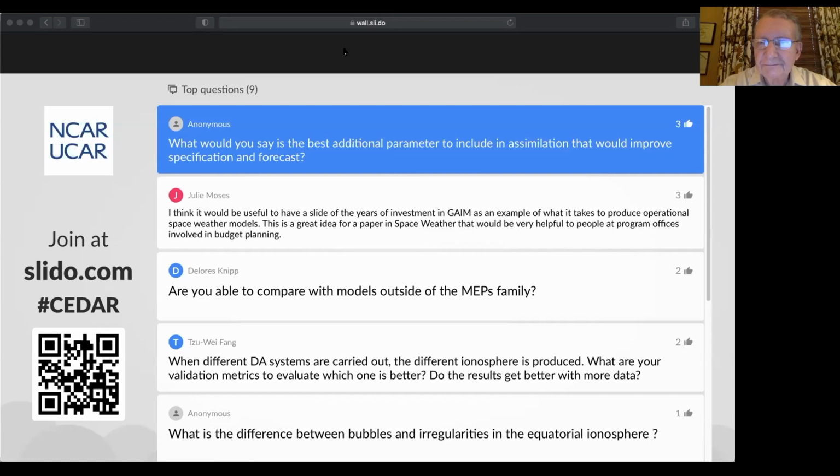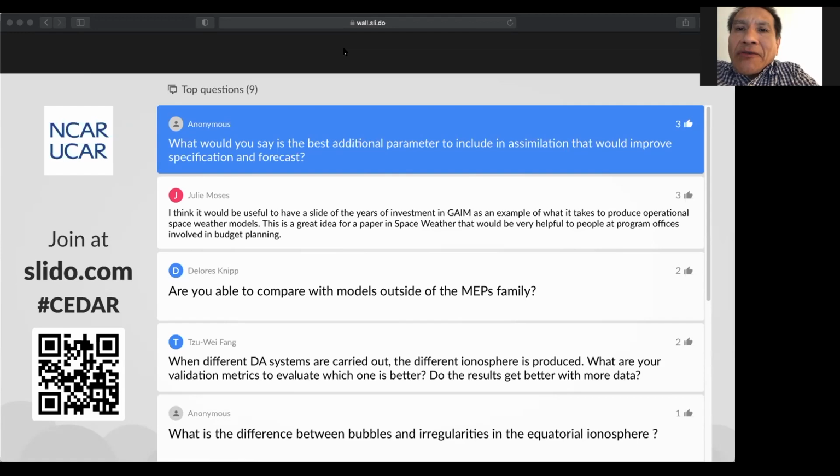Okay. So let me read the question again for you. What would you say is the best additional parameter to include in a simulation that would improve specification and forecast? HMF2 would be invaluable. Okay. That would be very invaluable. Okay, great. Thank you.